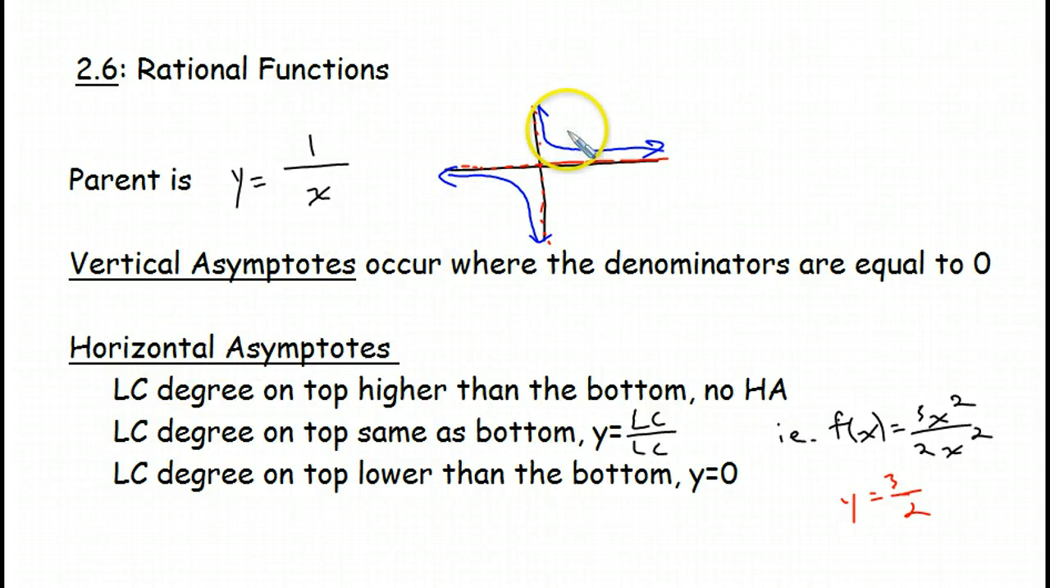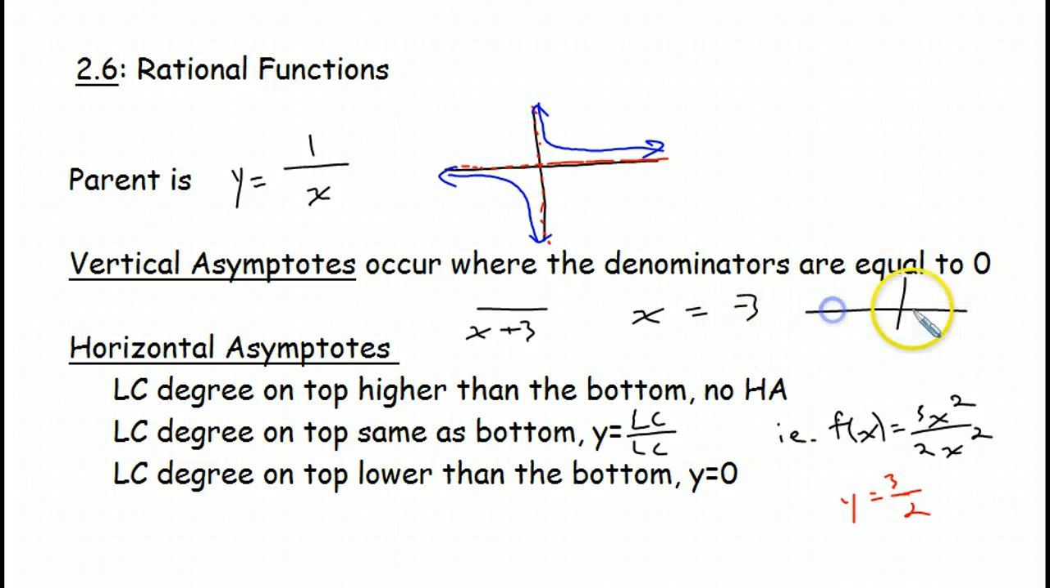We have this vertical asymptote. A vertical asymptote is when the denominator is set equal to 0. So if we have something, say, over x plus 3, then x equals negative 3 would be our vertical asymptote. And we could have the asymptote now at negative 3. We cannot cross that line.